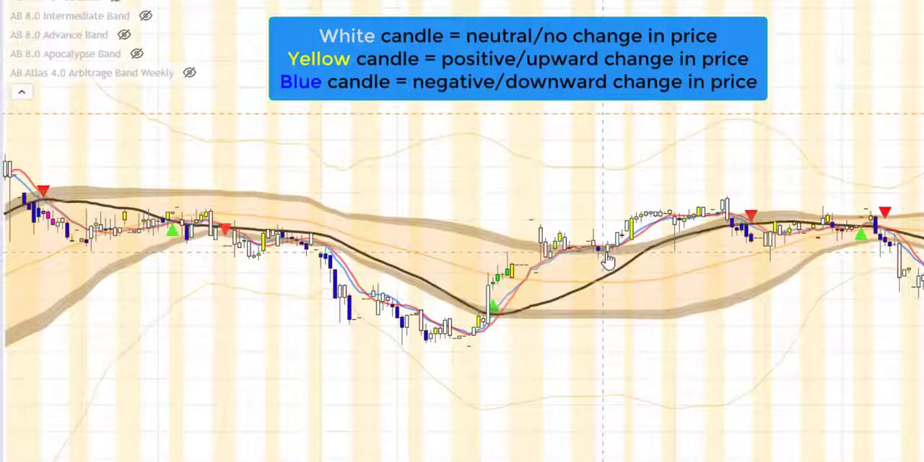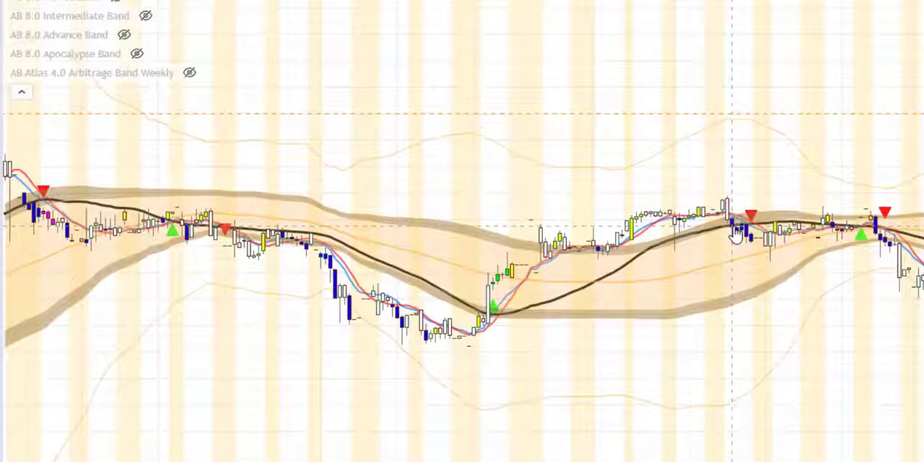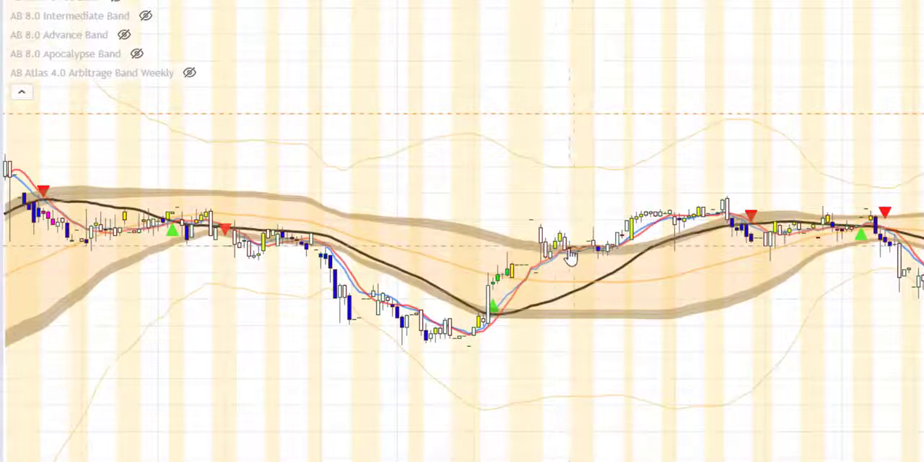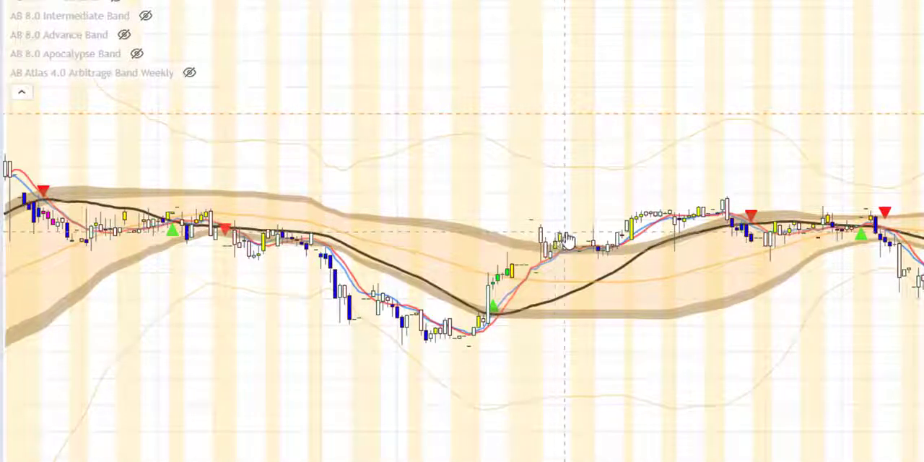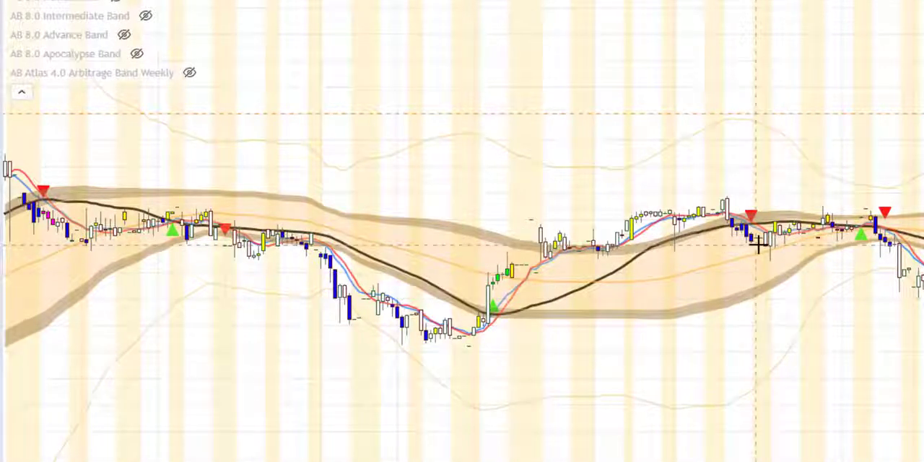The blue candle is the opposite of that. It started at one price, let's see, 1203 here, and ended at 1188. So whether it's going up as a yellow candle, neutral as a white candle, or down as a blue candle, we can see the direction that the actual price of the stock is going.